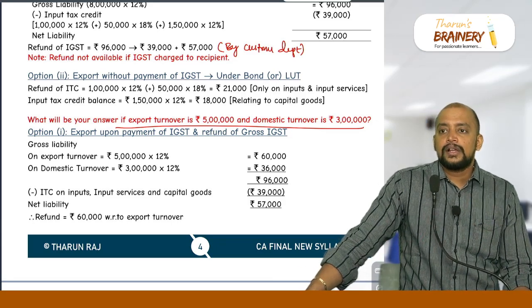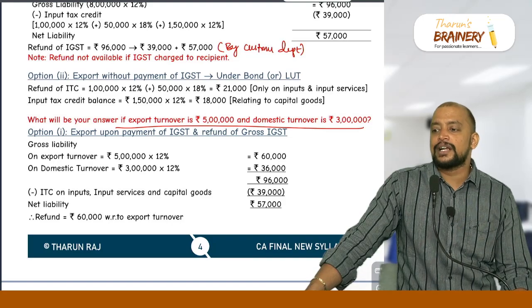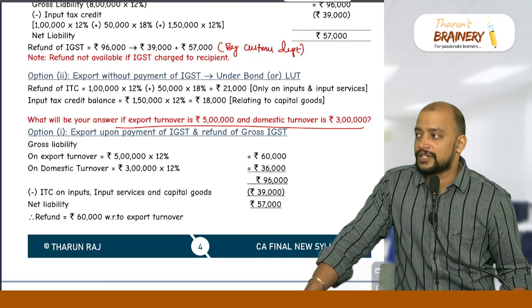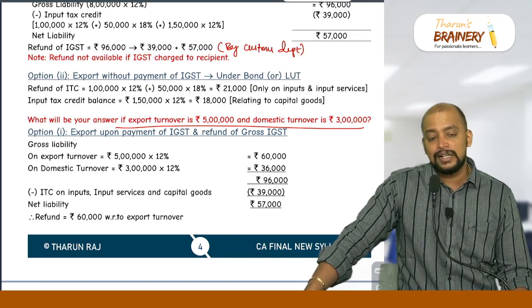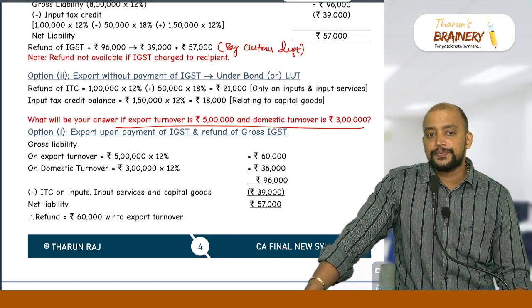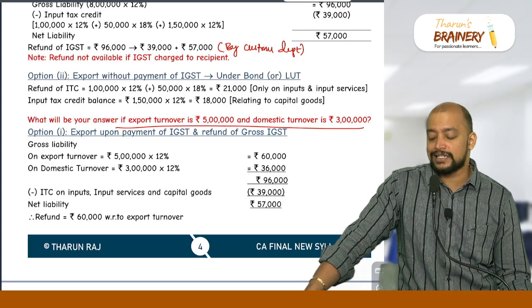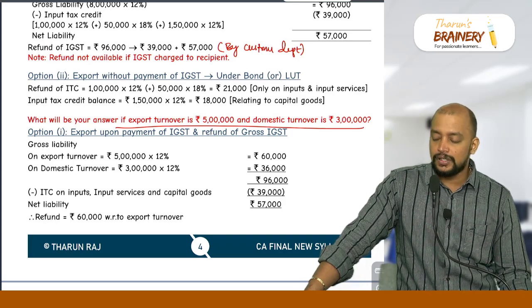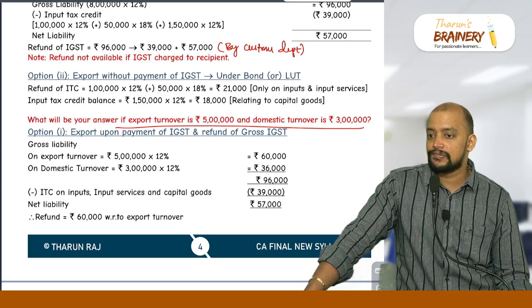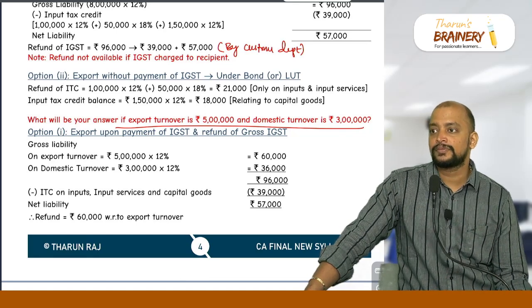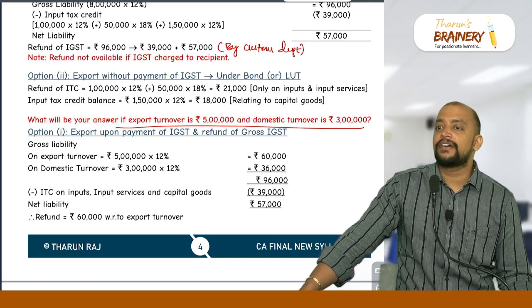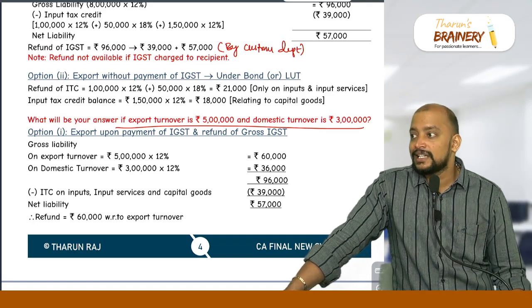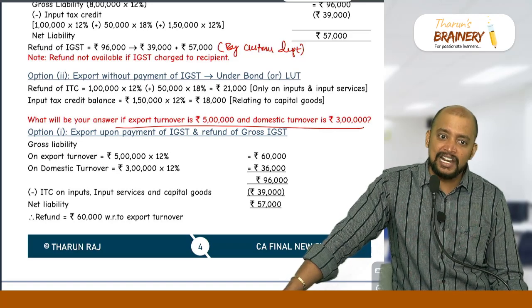Now, what is the gross liability? 36,000. On export 0, but on domestic it will be there. Gross liability, in brackets, only on domestic: 36,000. 3 lakhs into 12%, 36,000. How much ITC do you have? 39,000. Can we spend that 39,000 for payment of this 36,000?